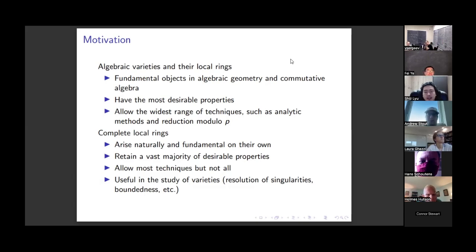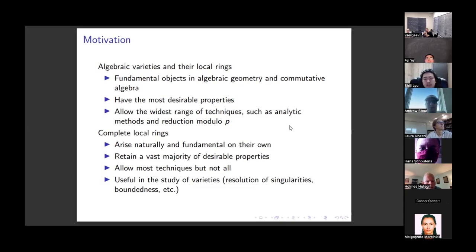So you have this duality where you have these most fundamental things, and there are slightly less fundamental things. And the problem is the statements proved for the first class of rings are sometimes not available for the second class. So the Kodaira vanishing theorem, the example I mentioned, was only recently proved for complete local rings because these methods, analytic methods and reduction modulo p, are not available there for complete local rings.